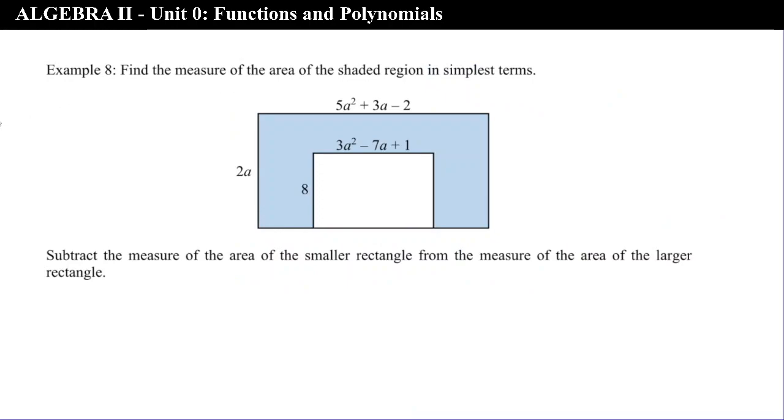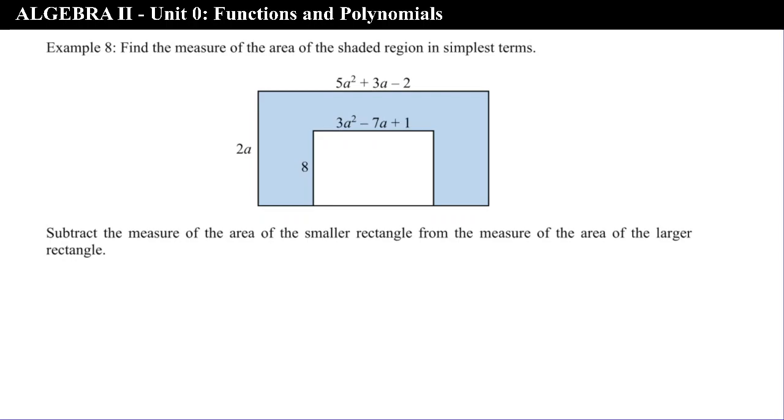Okay, before we move on, let's do an application. Let's go back to geometry. And in this particular geometry problem, we were given two rectangles, one inside the other. And what we want to find is the measure of the shaded area. Now, to find the measure of the shaded area, we're going to take the area of the larger rectangle, and then we're going to subtract the area of the smaller rectangle because that's the part we don't want. And that's going to leave us with the part we do want.